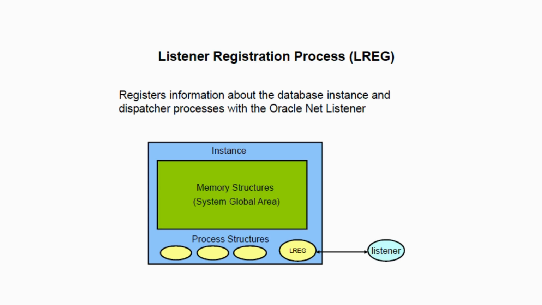LREG provides the listener with the following information: names of the database services, name of the database instance associated with the services and its current and maximum load, service handlers, dispatchers and dedicated servers, available for the instance, including their type, protocol addresses, and current and maximum load.